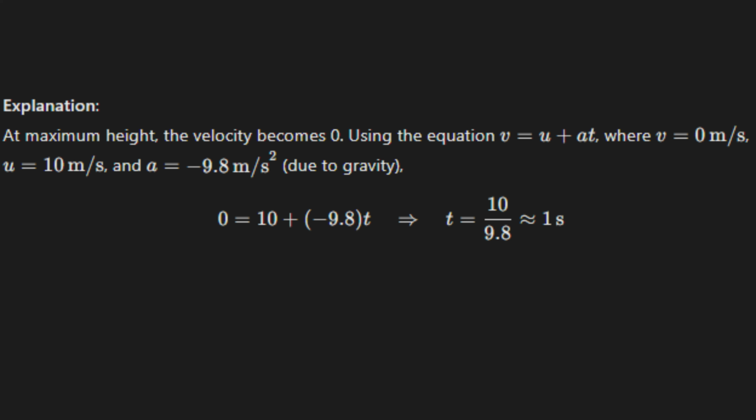And U is the initial velocity, which is 10 meter per second, and g is a negative value when it is going against gravity, which is minus 9.8 meter per second square, into t. When we apply that formula, 0 is equal to initial speed 10 plus minus 9.8 into t. And when we convert that, time is equal to 10 by 9.8, which is approximately 1 second.